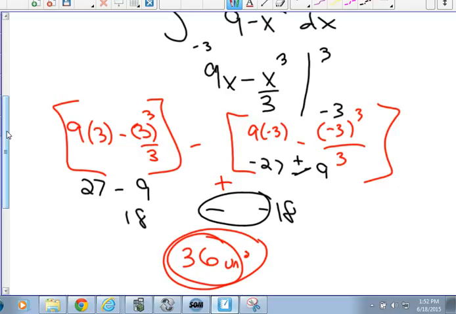I did x squared minus 9 and still got 36 units. That's fine. Technically you want to do the top minus bottom, but it's symmetric, so it'll be fine. If you had something asymmetric, it would matter. I will make sure I get it right next time.